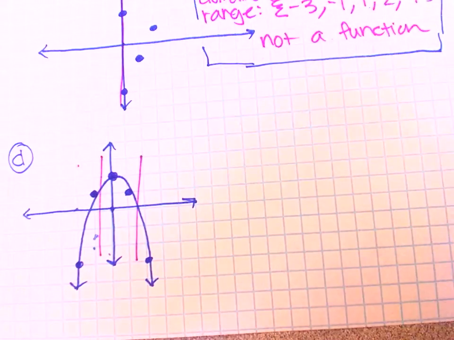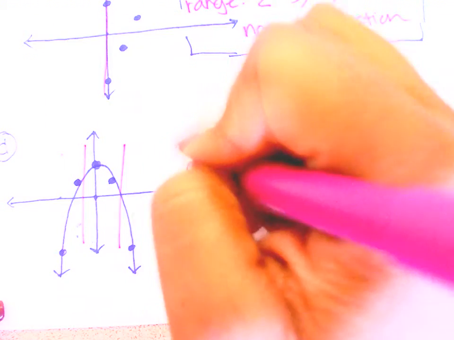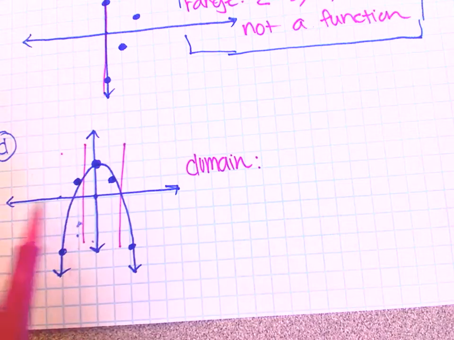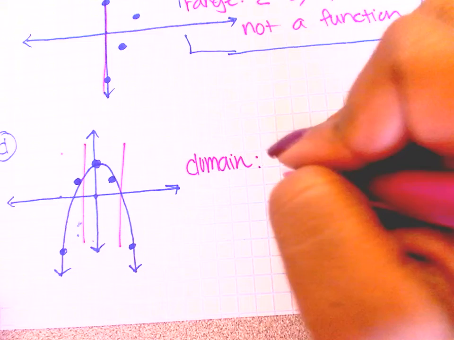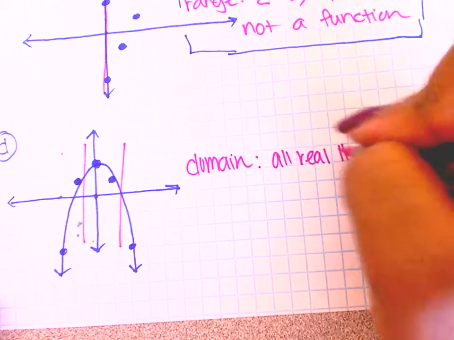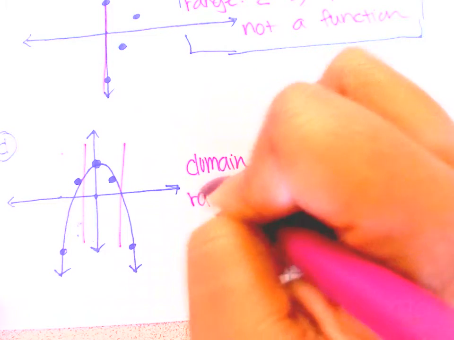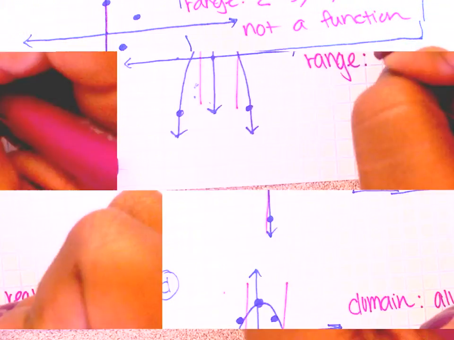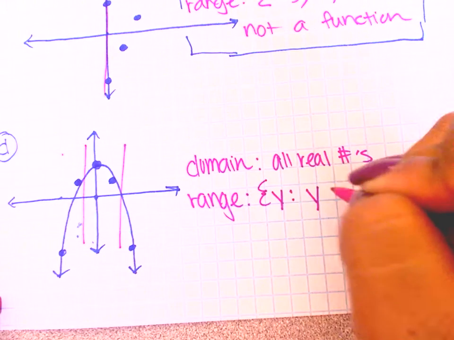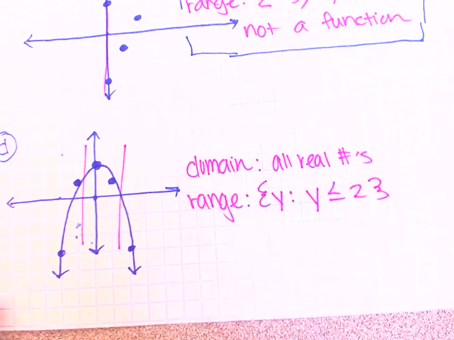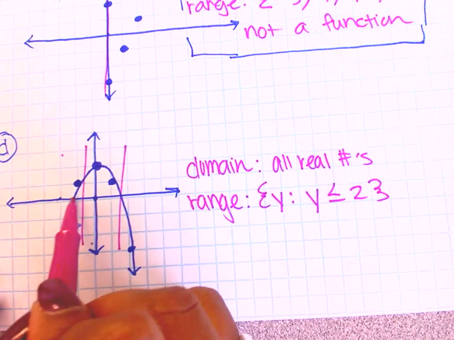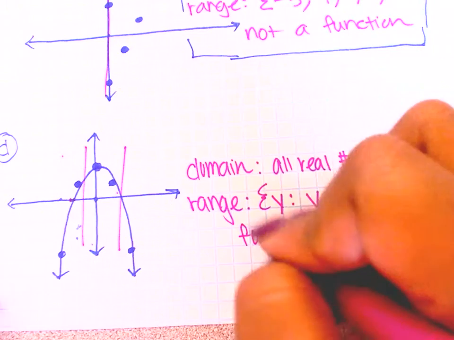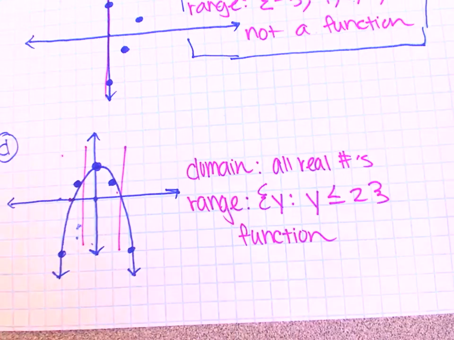So I need to write the domain. Domain is the x's. So if I look on this x-axis, it's going to be all real numbers. If I look at my range, which means my y's, they're kind of all over the place. But my range is that y is less than or equal to 2. Because it's exactly where it hits. And we discover that, yes, it is a function.